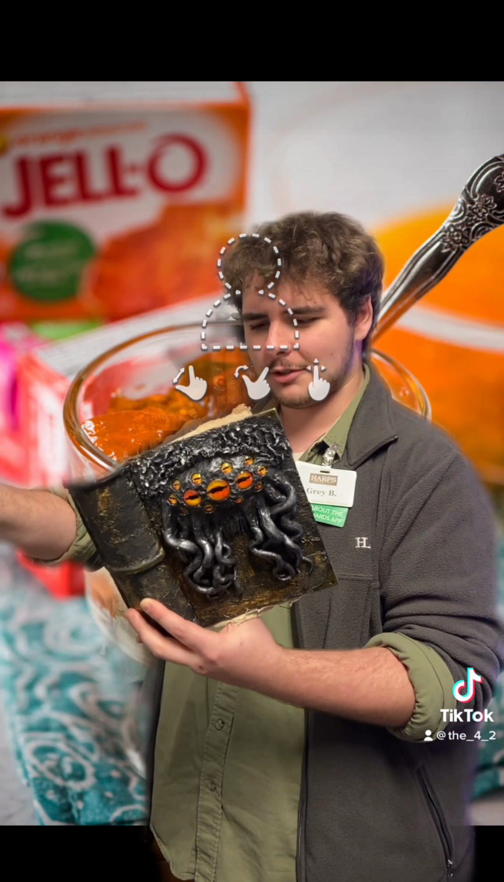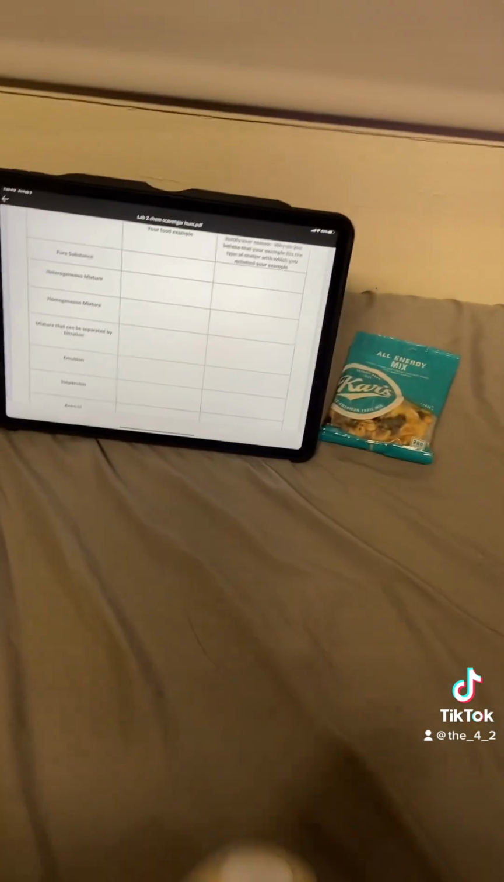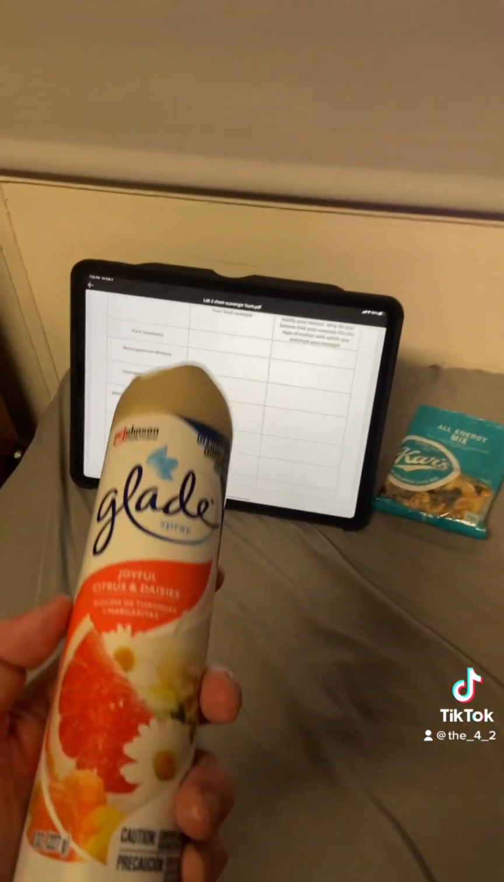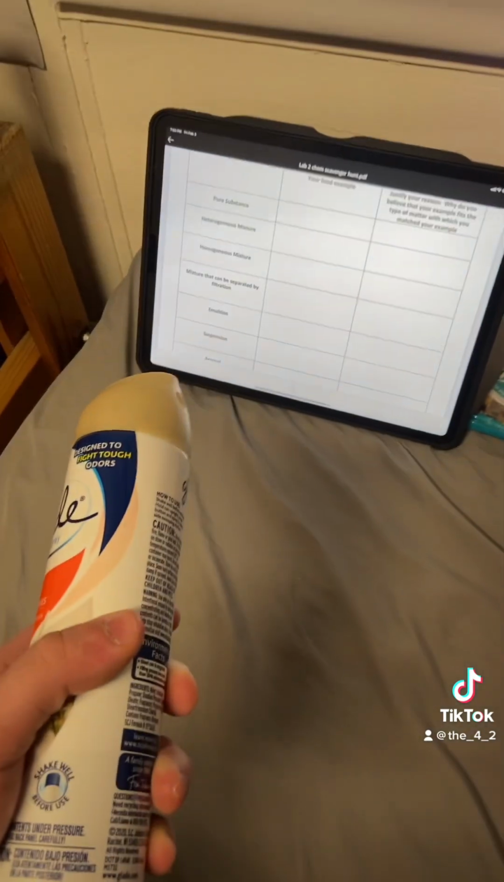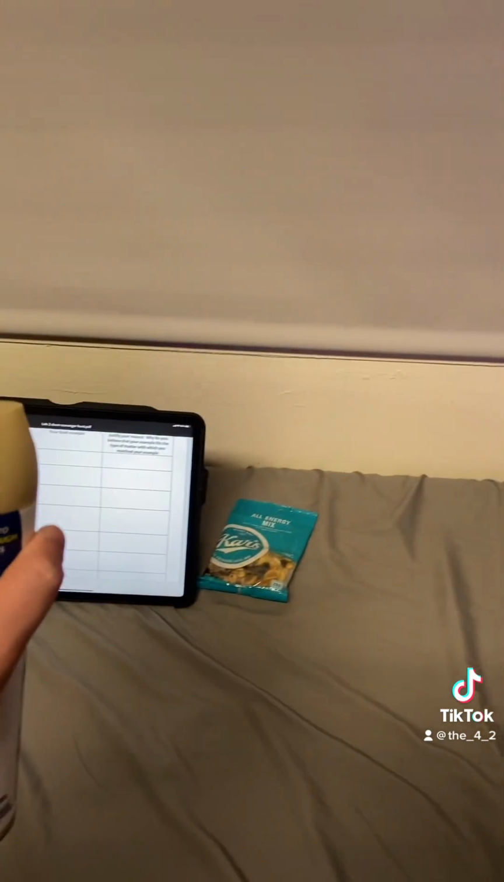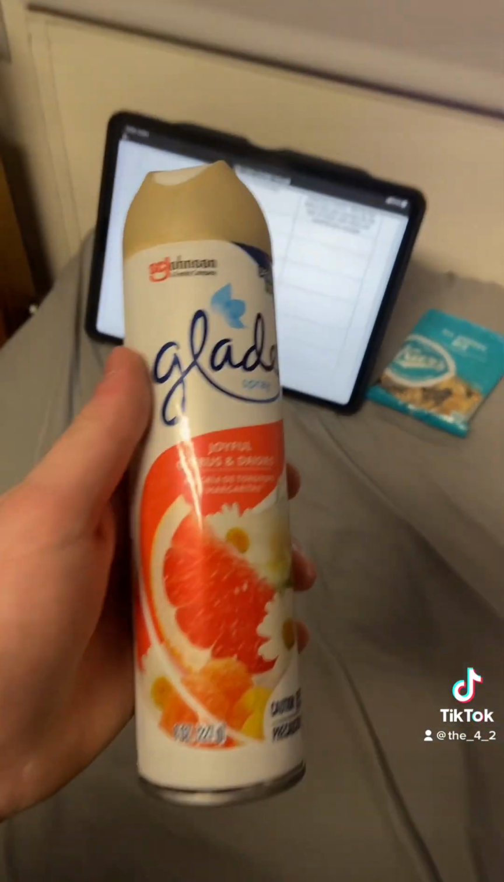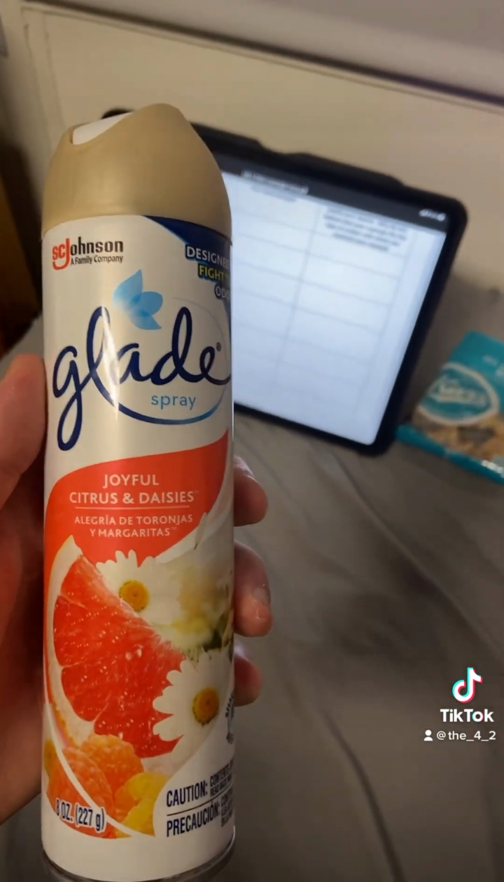Yeah. For our last example, we have aerosol, and for that we chose this Glade. We chose this because the compressed air inside mixes with the liquid particles that, when sprayed, mixes with the gas around us, creating, in this case, joyful and citrus daisy smell. Isn't that right, Zane?